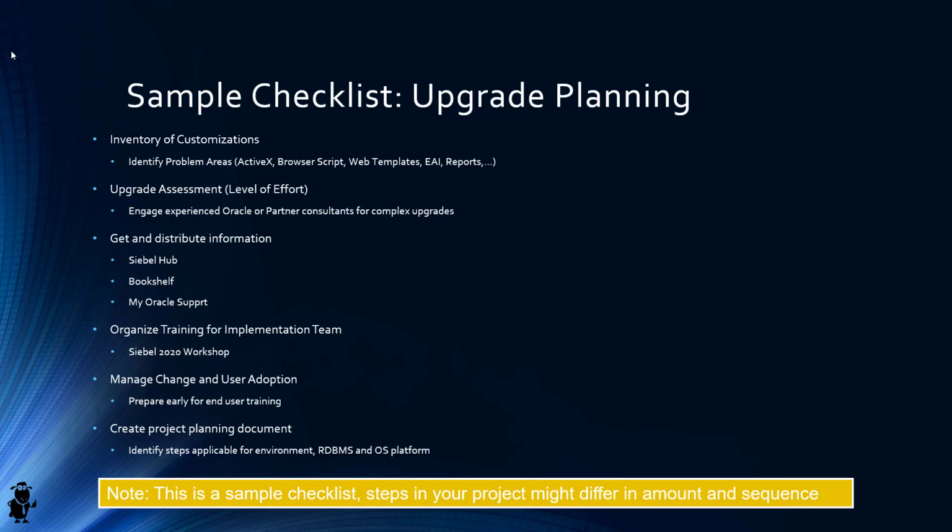Also, a mandatory deliverable of this planning phase is a planning document of some sort, where you identify each of the steps for each environment, development, test, production, and identify the necessary steps on, for example, upgrading your Oracle database, upgrading to another operating system version, or an entirely different platform. For example, you want to use the latest Windows servers rather than the old version supported with the old Siebel. So again, this is just an example checklist, and in real life, in your project, this might be a longer list or even a different list.